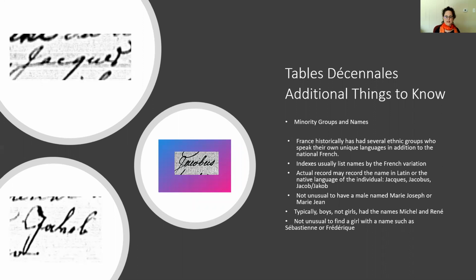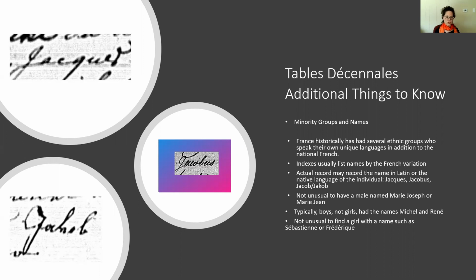So additional things that you should know. France has historically had several ethnic groups who speak their own unique language in addition to the national language, which is French. They've always historically lived in France, but they are not necessarily native French speakers. There are a lot of other groups. So one of the things that you can run into when doing French records is the fact that there are different variations on names, and this will manifest itself when you're looking at the table.